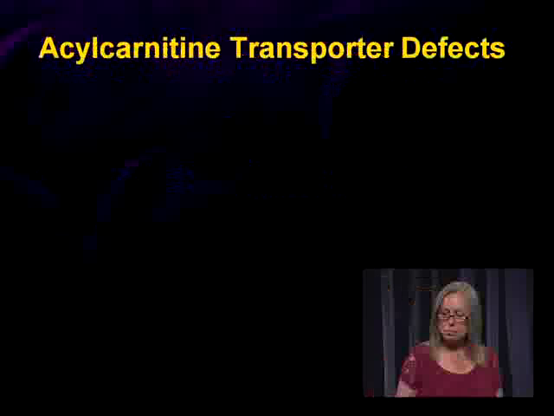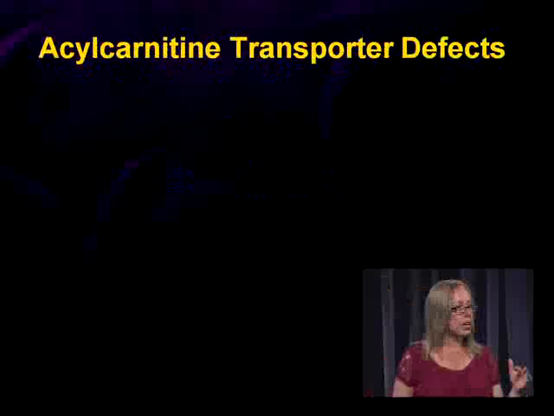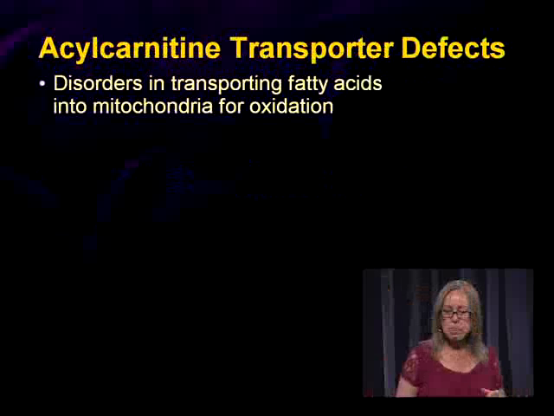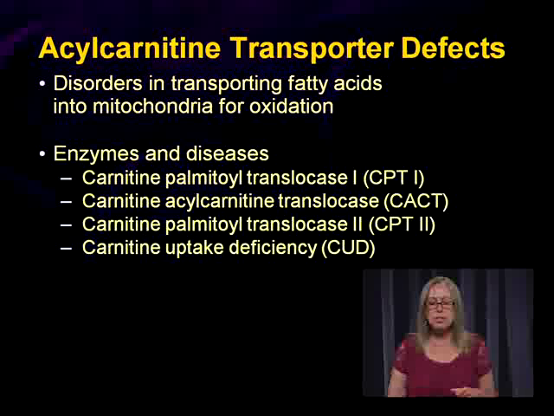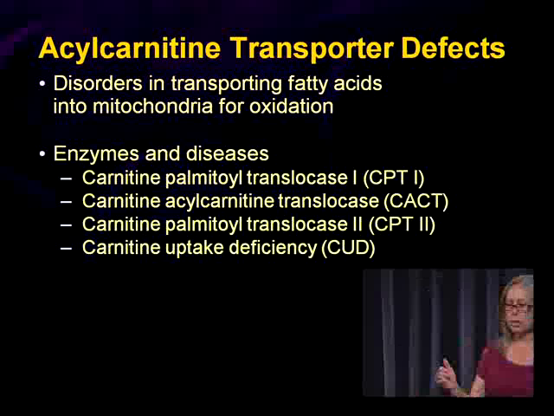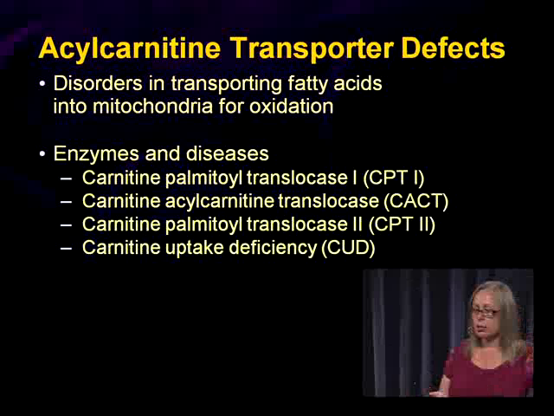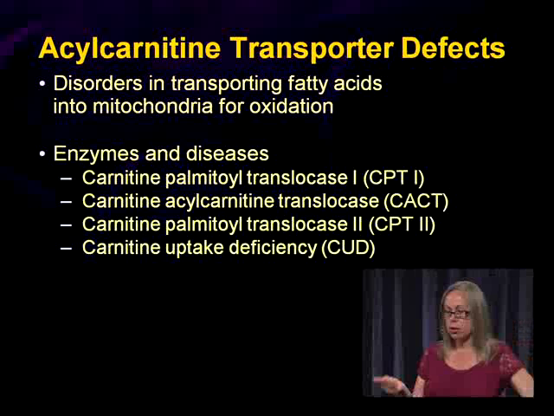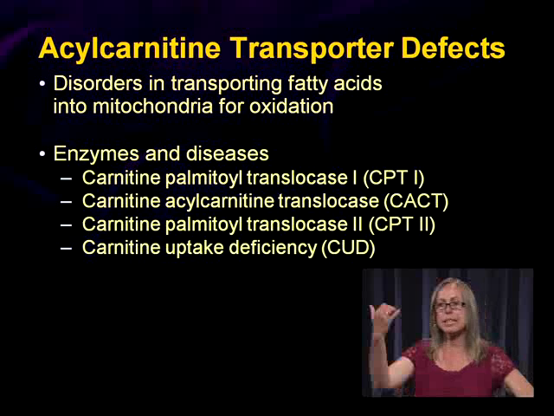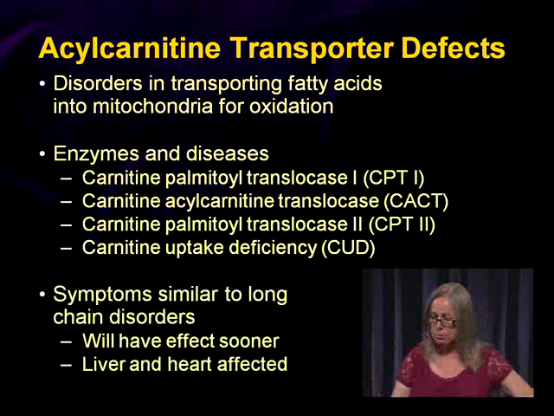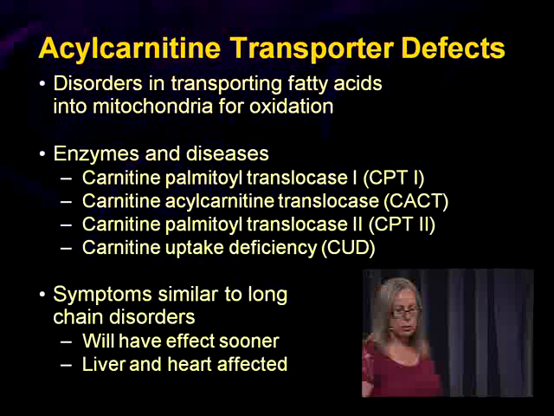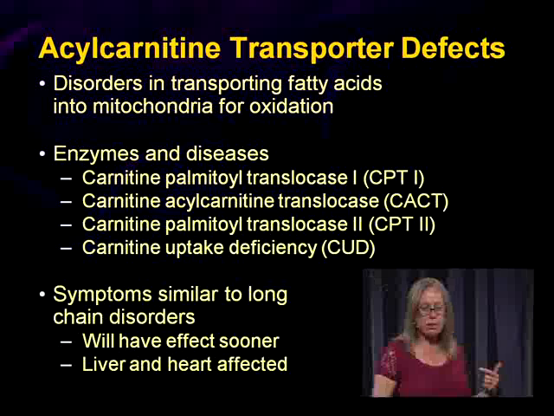You can also have problems with pulling your acylcarnitines into the mitochondria so they can actually go through fatty acid oxidation. So enzymes and diseases that are transporters are carnitine palmitoyl translocase, acylcarnitine translocase, palmitoyl translocase 2, and a carnitine uptake deficiency. So anything that impairs the ability for the fats to get into the mitochondria so they can be burned for energy will look just like a fatty acid oxidation disorder. And they'll look like the long chain disorders. Have effect sooner, and liver and heart will also be affected.